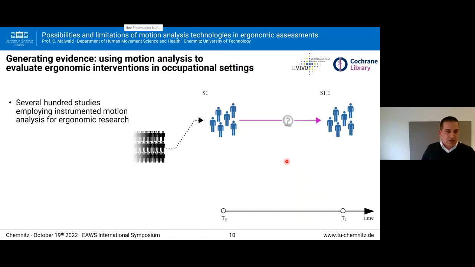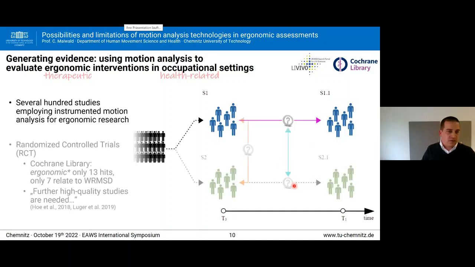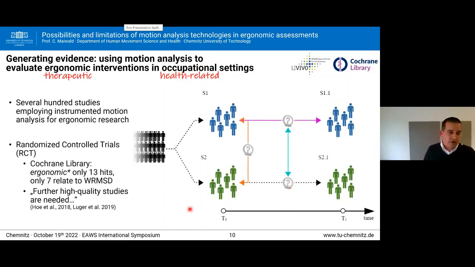Doing it this way, you cannot be sure that the intervention is actually the cause of that change in motion. So it would be way more interesting and important to generate evidence through a different study design. This is called a randomized controlled trial, something Francesco has also covered. We need to demonstrate the efficacy and safety of these interventions, possibly long term.